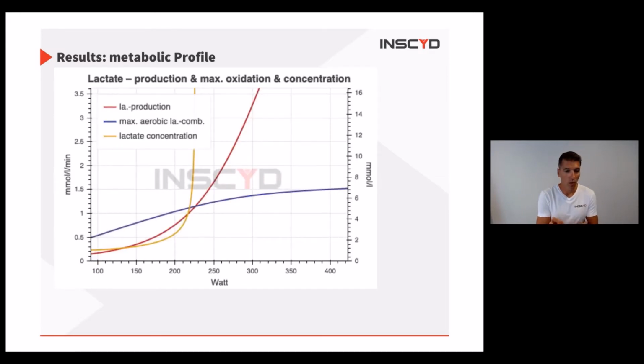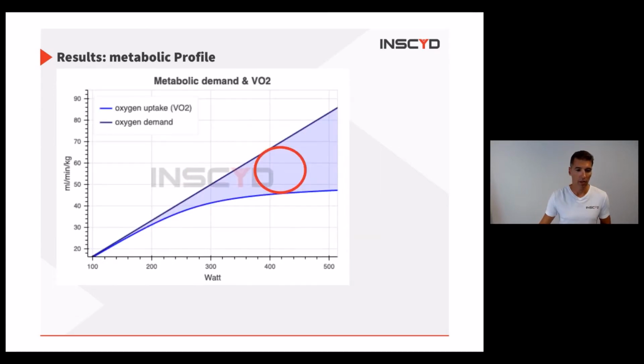The next thing we are looking at is lactate metabolism in terms of lactate production, represented by this red curve here, and lactate combustion. And if you look very closely, you will see that the lactate combustion curve has a similar shape as the oxygen uptake curve. You can see it's more or less linear, and then at higher output, it flattens a little bit. Going back here, you can see similar behavior.